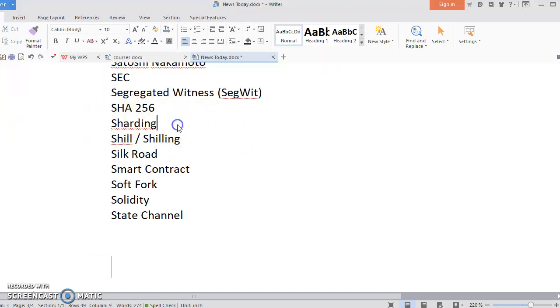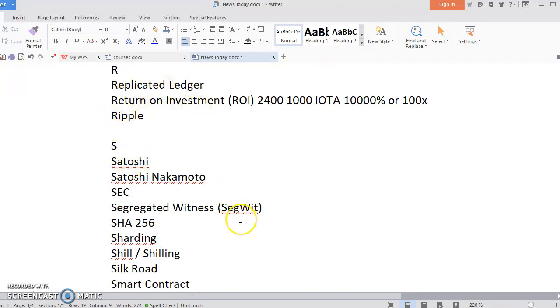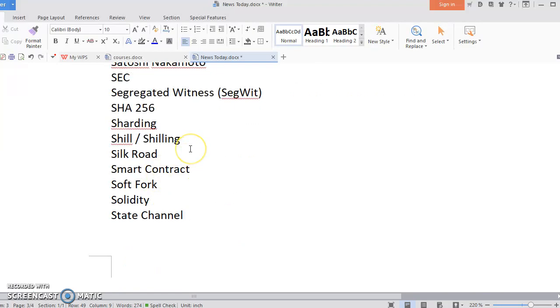Now, what is sharding? Sharding is basically about addressing the issues of the replicated ledger. With a replicated ledger, everybody stores everything on their own PC. Why not have a certain person store a certain part on their own PC, to scale up transactions?